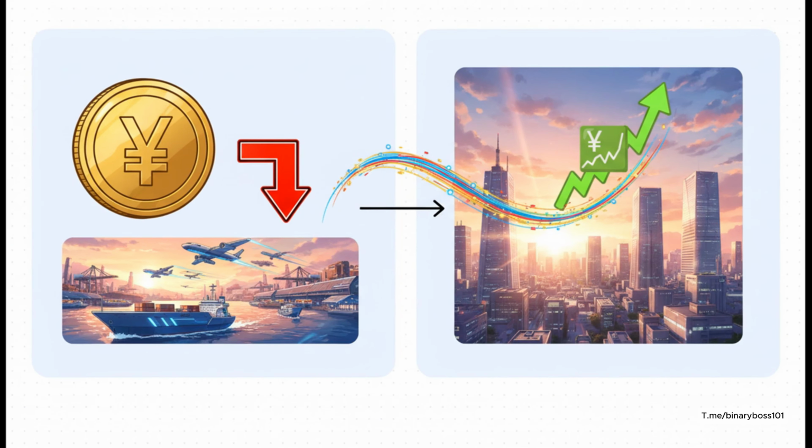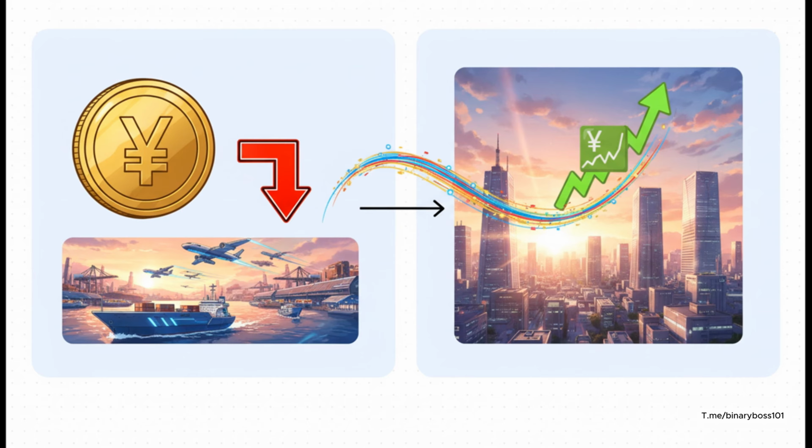Check this out. Here's a perfect real-world example of that negative correlation in action. Back in July of 2024, something really interesting happened. The Japanese yen started to weaken, and at the same time, Japan's main stock index, the Nikkei 225, just soared to record highs. So, what's the connection?